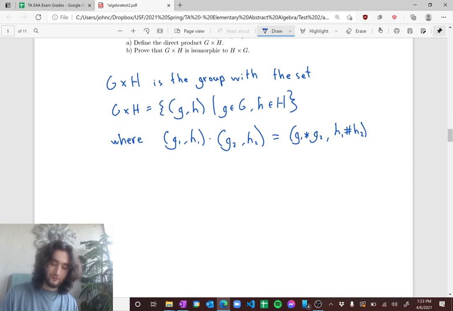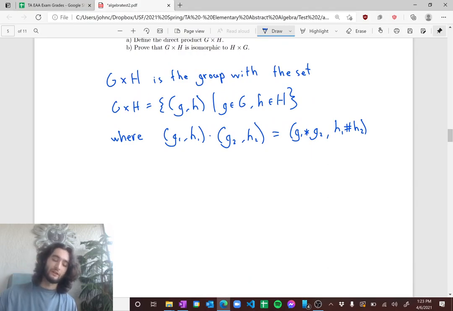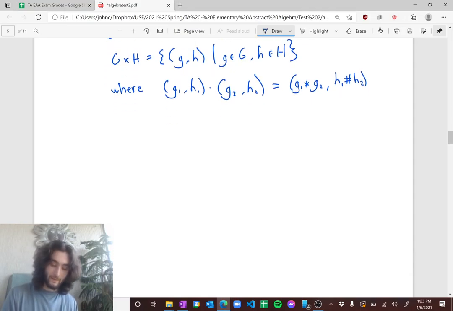Now next, prove that G cross H is isomorphic to H cross G. That's true. If you make the same group but the other way around, where you have the H stuff on the left and the G stuff on the right, you get a different group, but it is indeed totally isomorphic to G cross H. Now how do you prove that? Well, you have to come up with an isomorphism, a function that goes between them. It could go the other way, it doesn't matter. You need it to be a homomorphism, and you need it to be bijective.